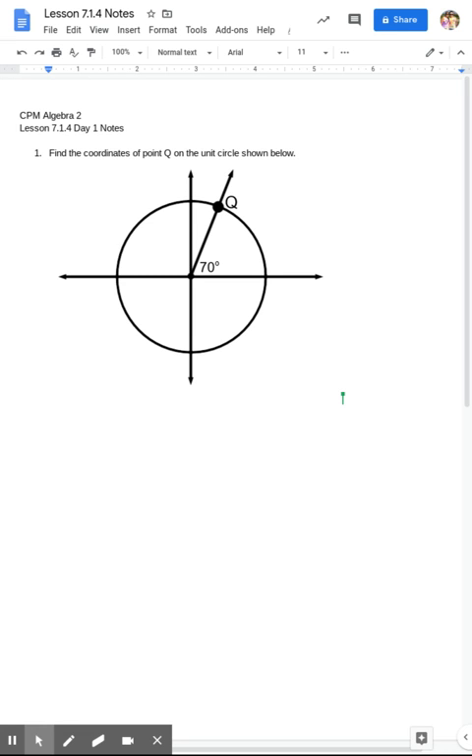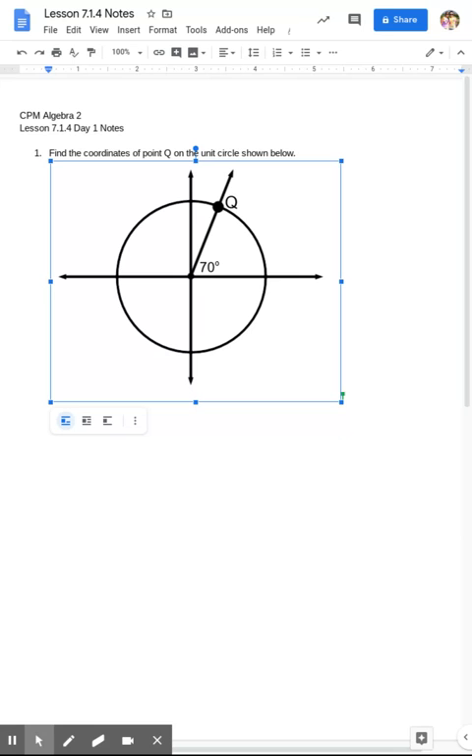We're going to do our first example. We're going to find the coordinates of point Q on our unit circle shown below. So we're going to find the XY coordinates of that point Q. In order to do that, first we need to realize it is a unit circle. So the unit circle means that our radius is 1.